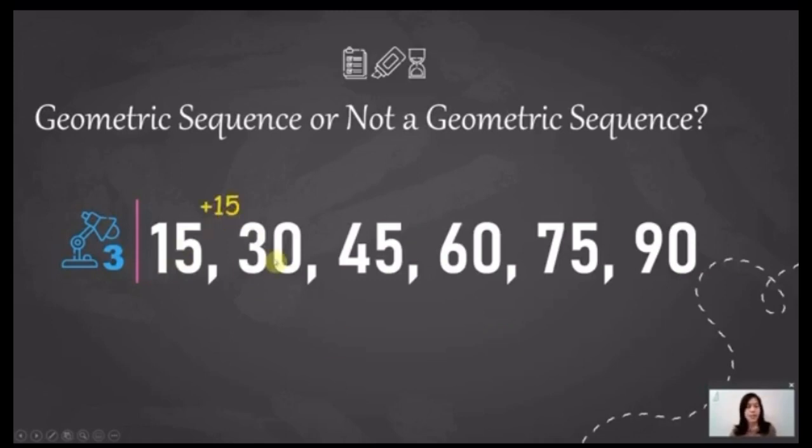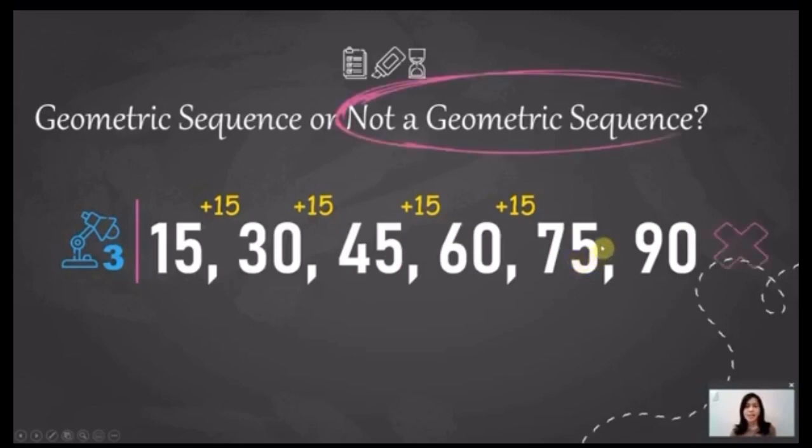15 plus 15, we have 30. 30 plus 15, we have 45. 45 plus 15 is 60. 60 plus 15 is 75. 75 plus 15 is 90. So, this means that this is not a geometric sequence, but rather an arithmetic sequence.